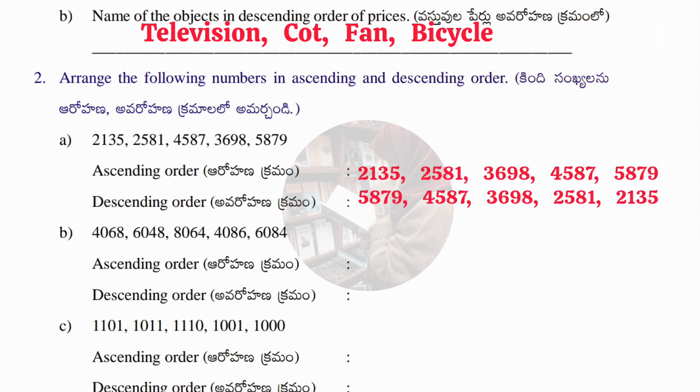ascending order 2135, then 2581, then 3698, then 4587, then 5879. Then descending order 5879, then 4587, then 3698, then 2581 and 2135. Okay, like this we have to do for the rest two problems.